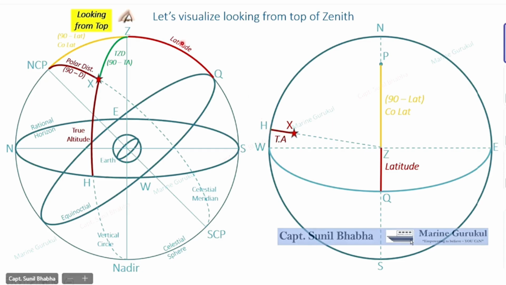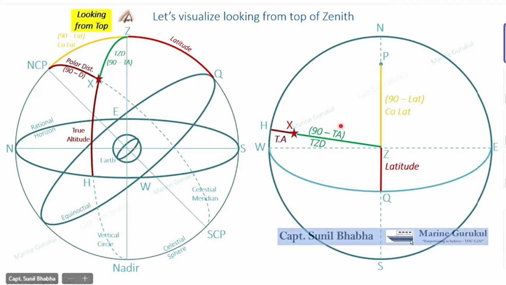Now going back to the celestial sphere diagram, you see Z to X. This is the true zenith distance of the body, which is 90 minus true altitude. So let's show it here. Z to X, let's highlight it also with the green color. You see Z to X is the true zenith distance of the body, and it is equal to 90 minus true altitude.